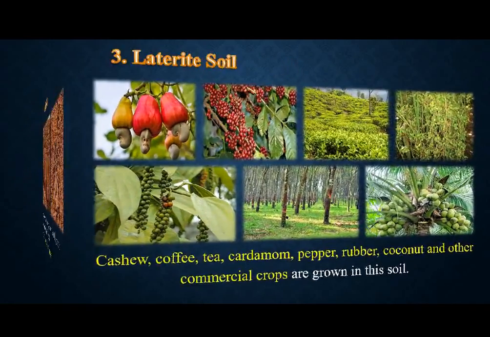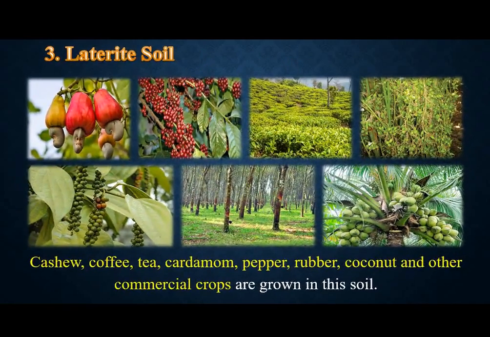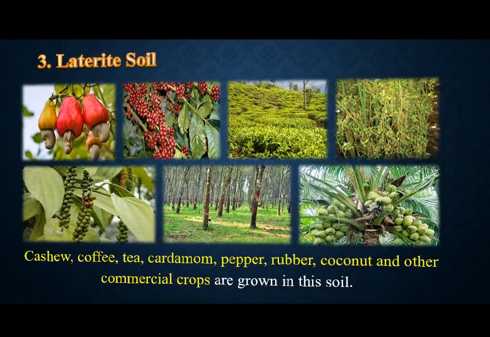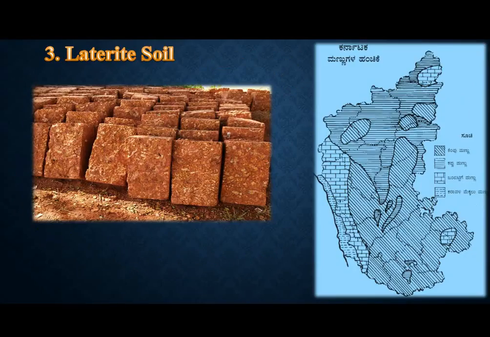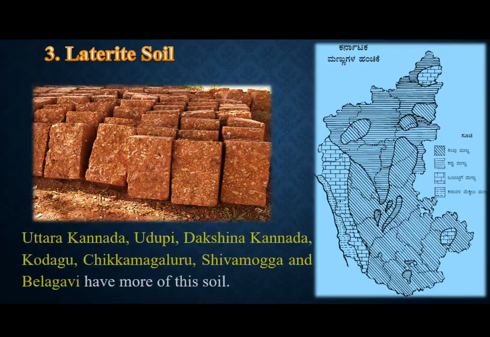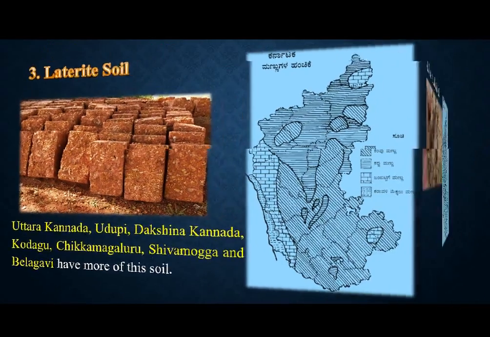And let me see what crops you can grow in this. Cashew, coffee, tea, cardamom, pepper, rubber, coconut and other commercial crops are grown in this soil. And if I want to tell you where exactly this soil is located in Karnataka, it is Uttar Kannada, Udupi, Dakshina Kannada, Kodagu, Chikmagaluru, Shivamogga and Belgavi where this soil is located.